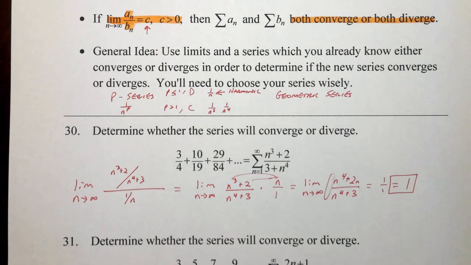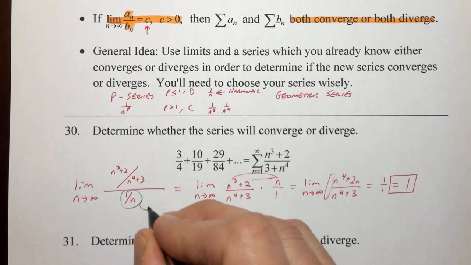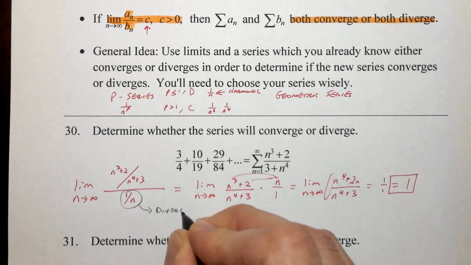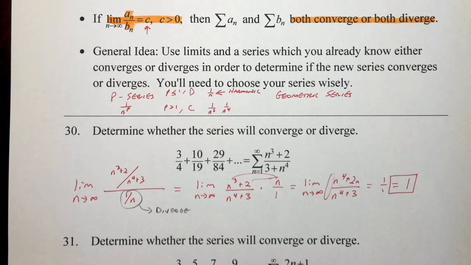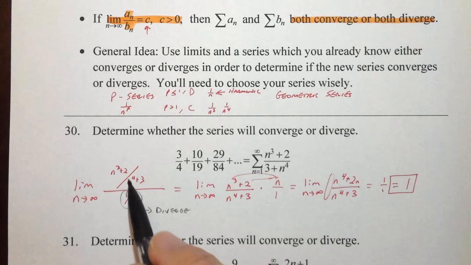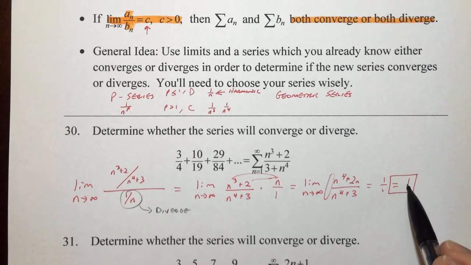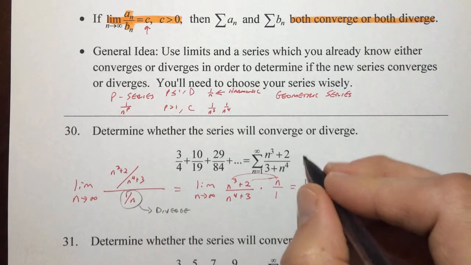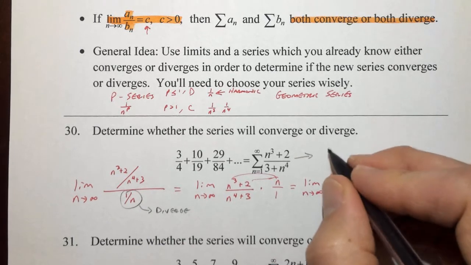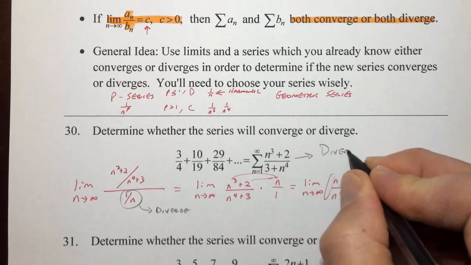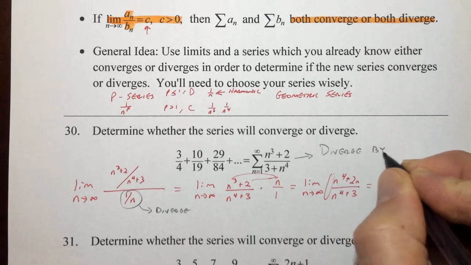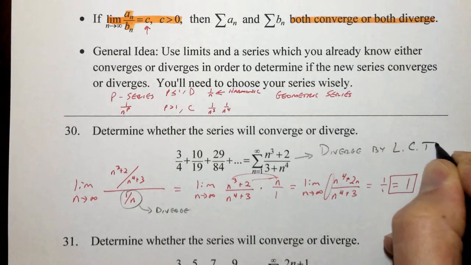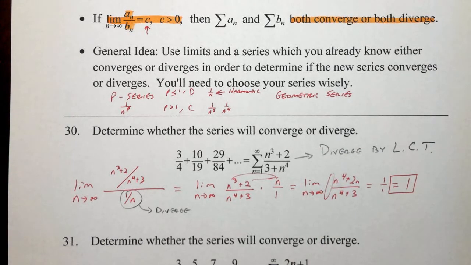What is the series that we used? It was 1 over n. You know that that series will diverge. It's the harmonic series. So since we used a series that diverged, and when we took the limit of the ratio we got a positive number, that means that this series will also diverge. And it's going to diverge by the limit comparison test. We'll do another one, problem 31, in just a second.